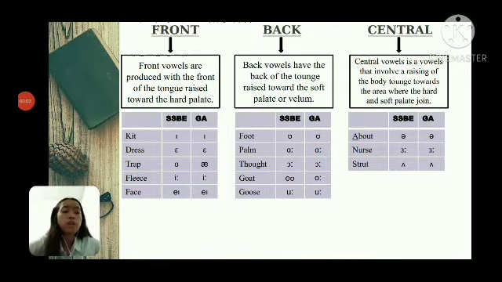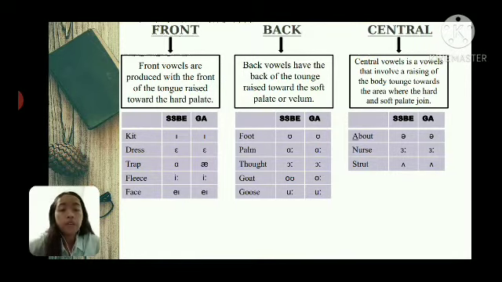There is also a class of vowels between the front and the back vowels. This is known as central vowels. Central vowels are the vowels that involve raising the body of the tongue towards the area where the hard and the soft palate are joining together.